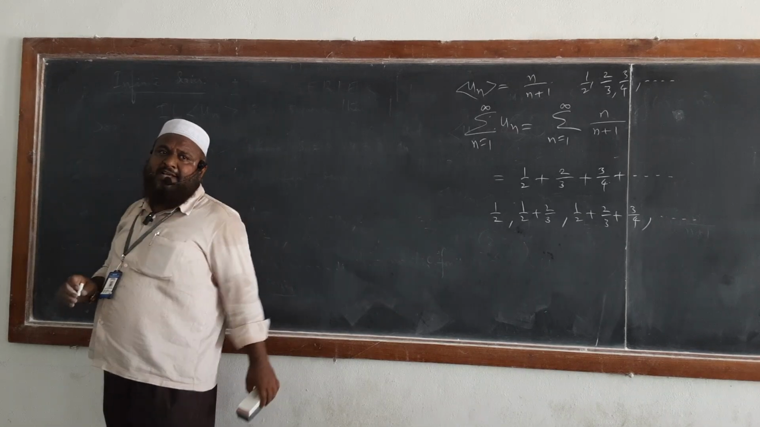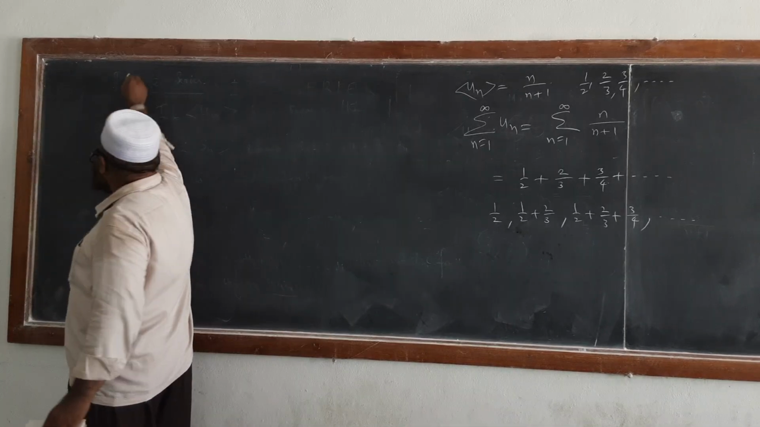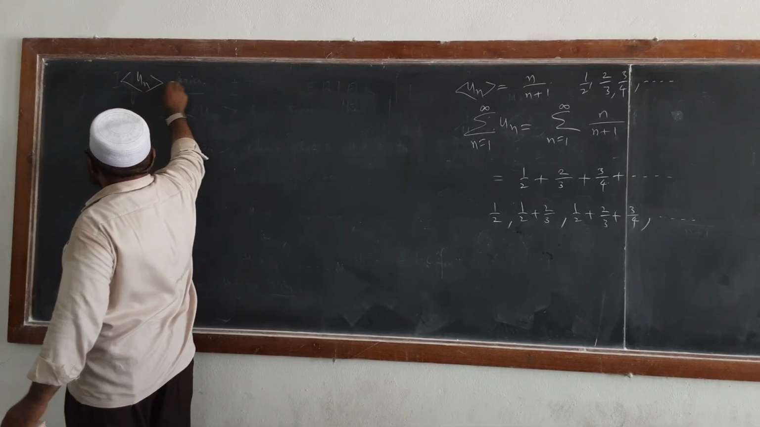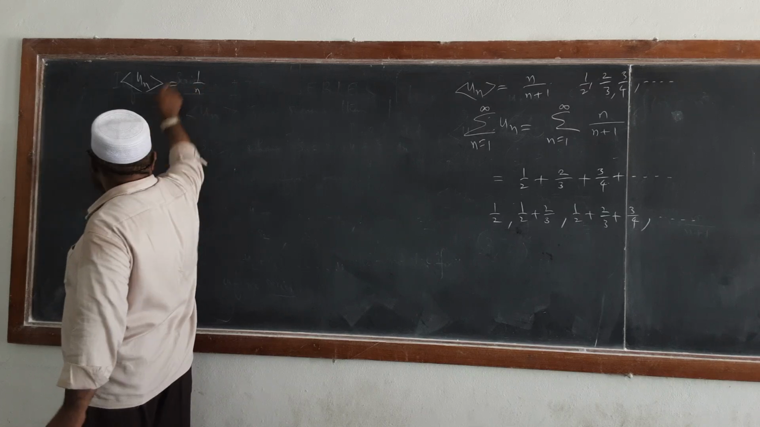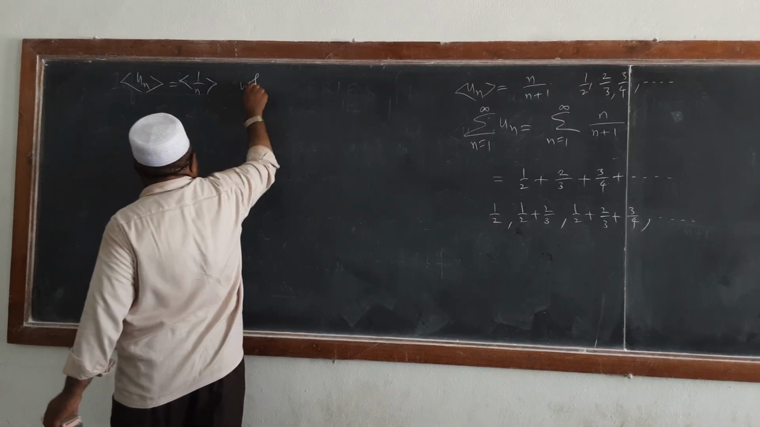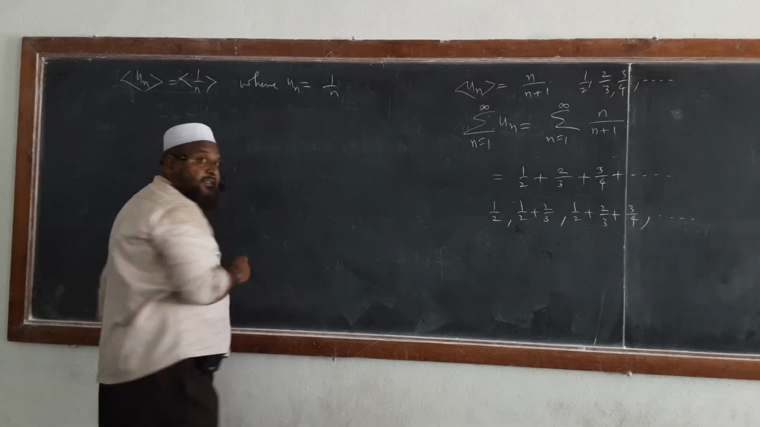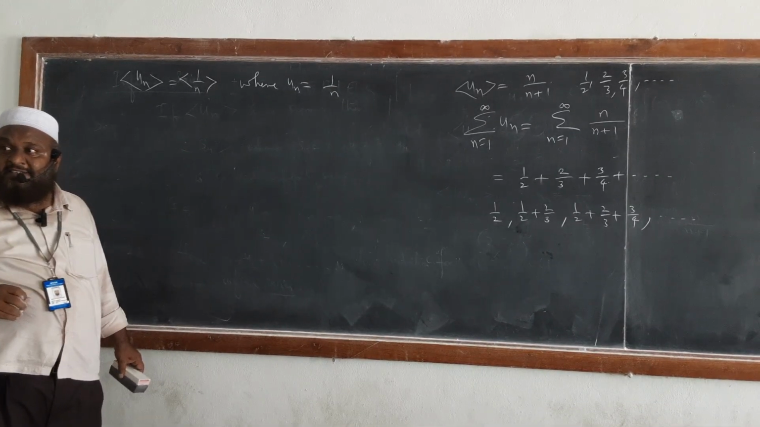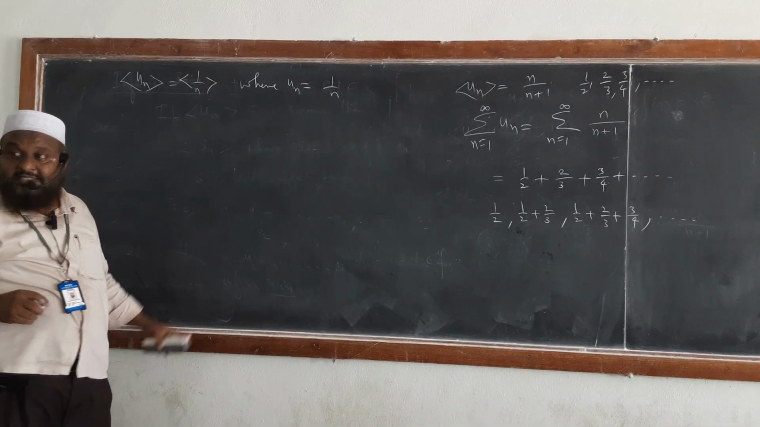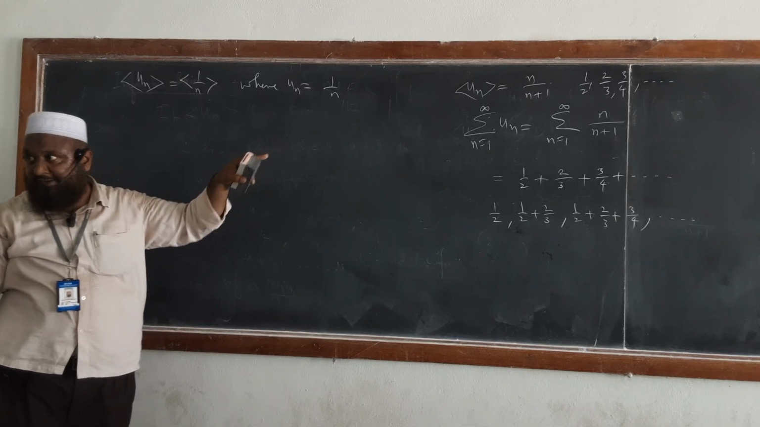So, a simple sequence I am writing now. That sequence is un equal to 1 by n. Where un is how much? 1 by n. So what are the terms of the sequence, you tell me now? The sequence I am talking about is un.